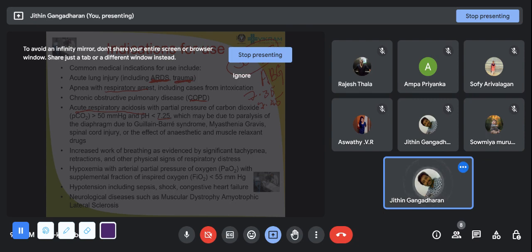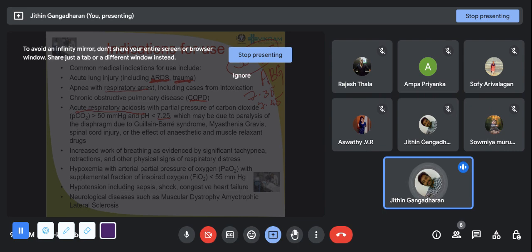If it is less than 7.35, we call it acidosis. If it is more than 7.45, we call it alkalosis. So we have four conditions in the fluid and electrolyte imbalances, which we will deal with when we are dealing with fluid and electrolyte imbalances. For a quick glance, if there is an increase in the pH above 7.45, it is alkalosis. If it is less than 7.35, it is acidosis.